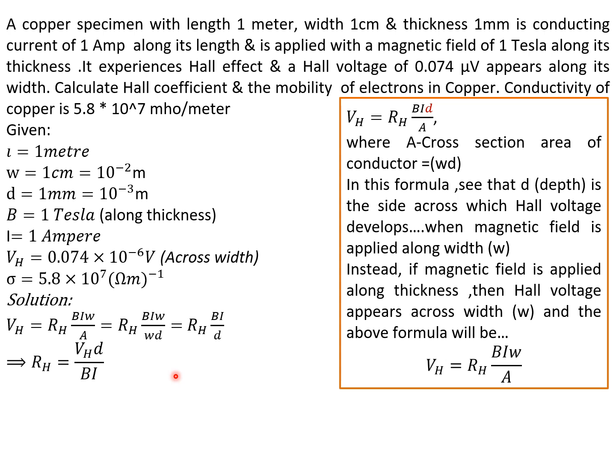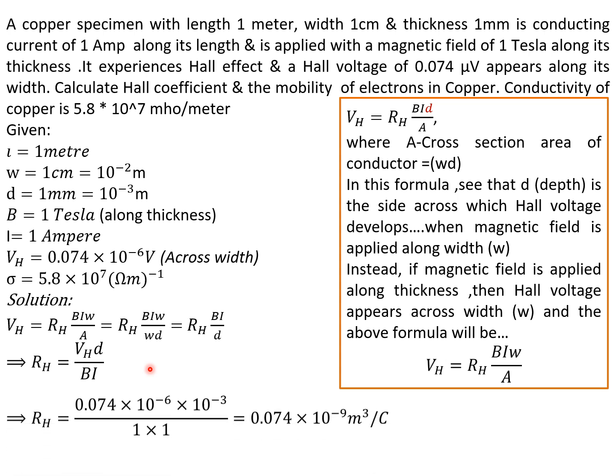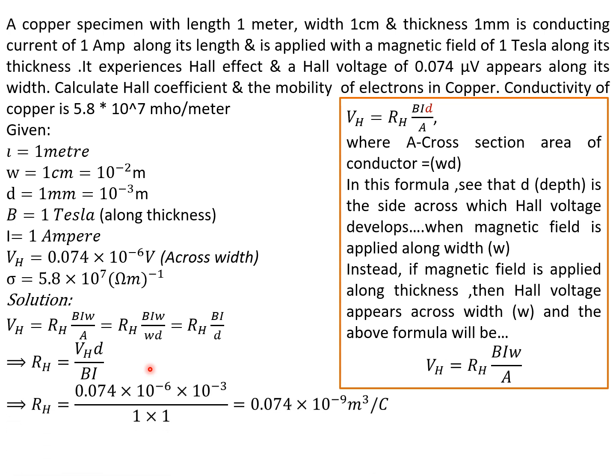Now all values are known to us: Hall voltage, thickness, magnetic field and current. All quantities on the right hand side are known to us. So we will put the values here. Hall voltage is 0.074 microvolts, so that is why 10 raised to minus 6 is there. Thickness is 1 millimeter, so 10 raised to minus 3 meters. Current is 1 ampere. Magnetic field is 1 Tesla. So Hall coefficient will come out to be 0.074 into 10 raised to minus 9 meter cube per coulomb.